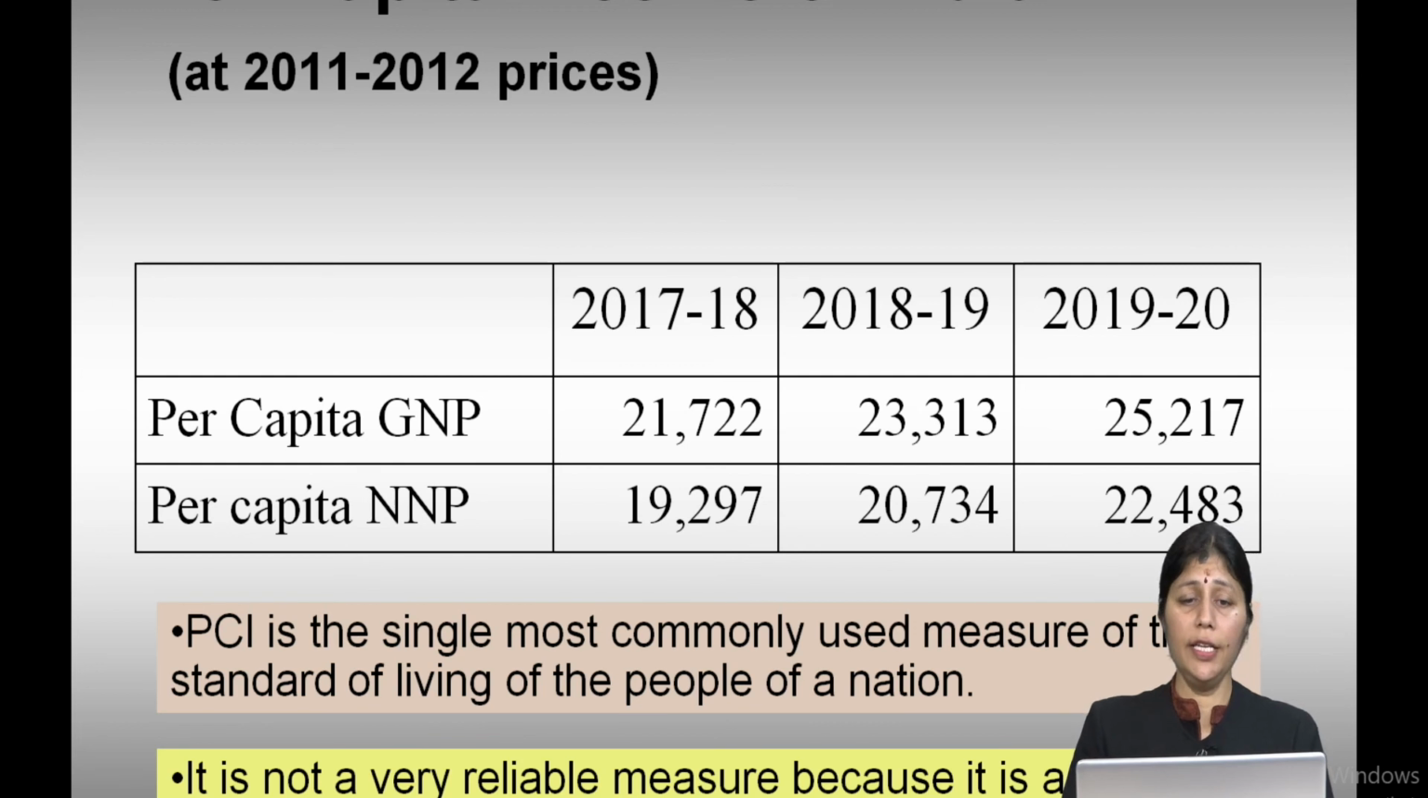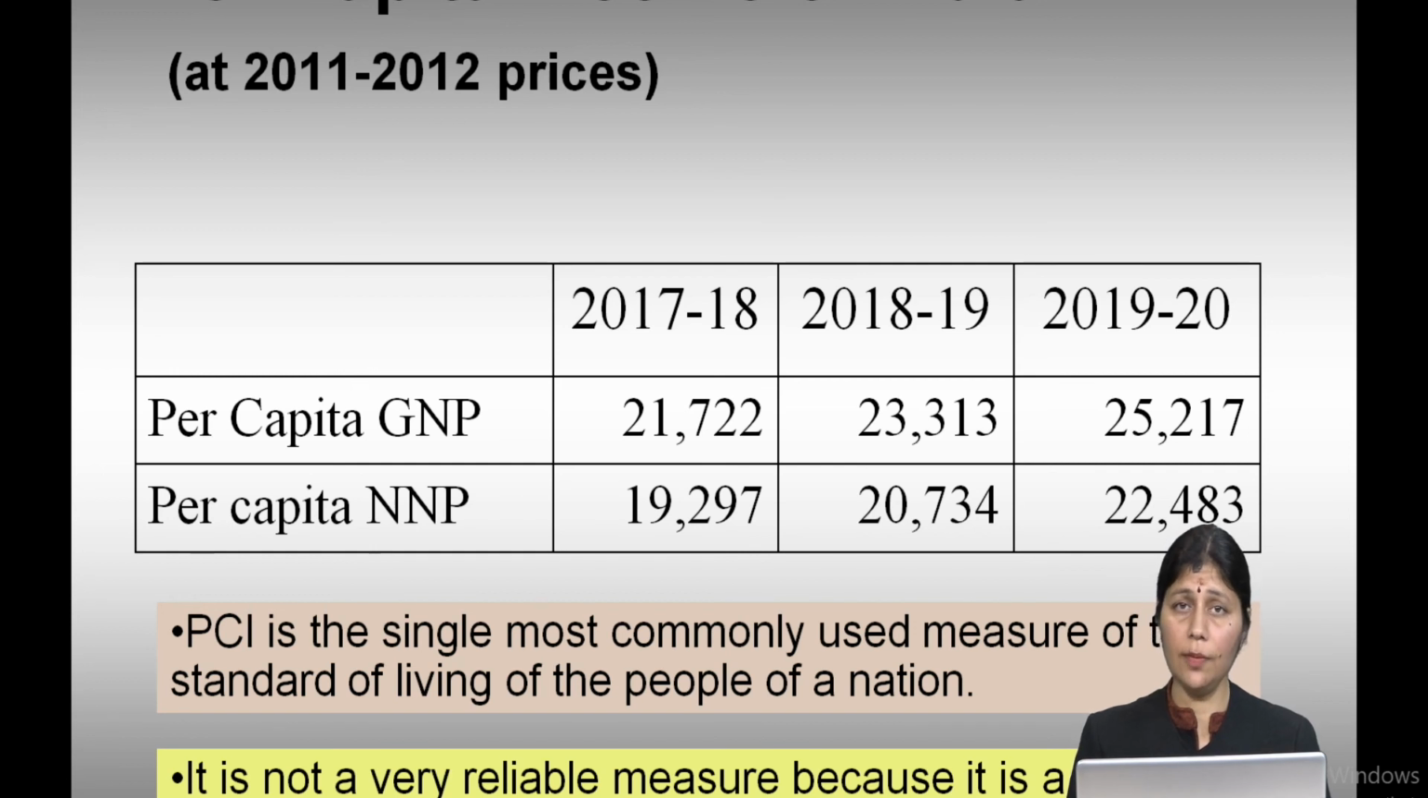Now, on another slide, as taken by the Indian government, the base year is 2011. I have made my calculations for 2017-18, 2018-19 and 2019-20. So, now you can calculate the per capita GNP and per capita NNP. Per capita GNP is gross national product. Per capita NNP is net national product, from which income from sources outside the country is subtracted.